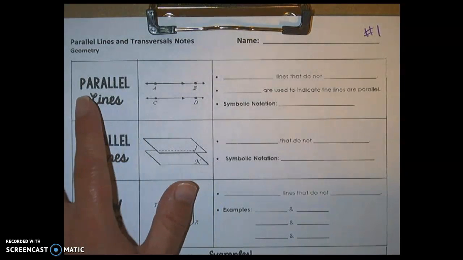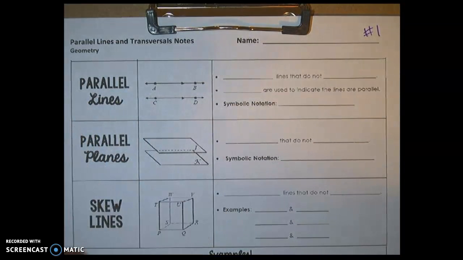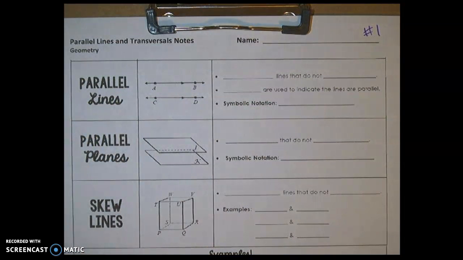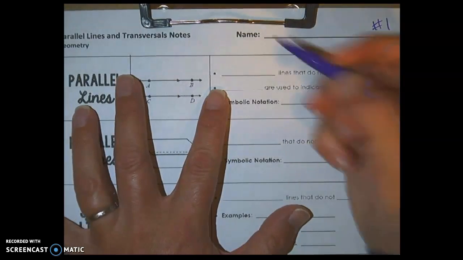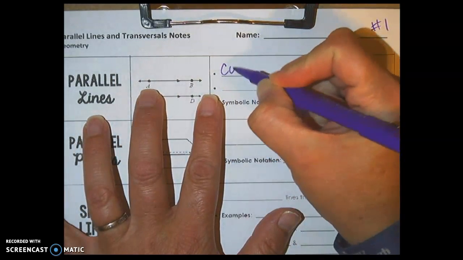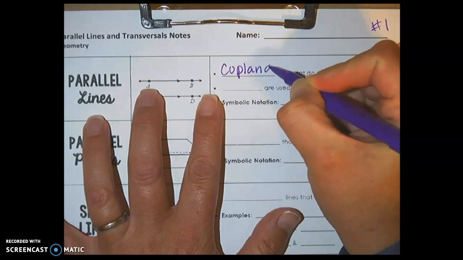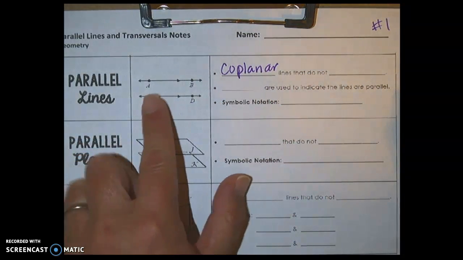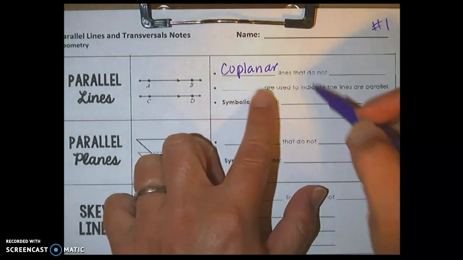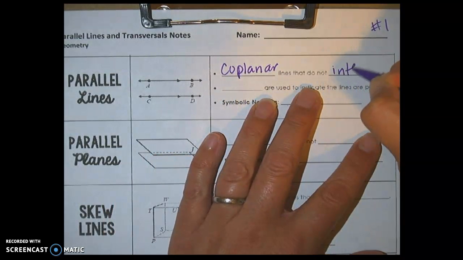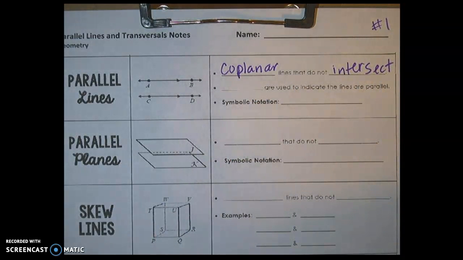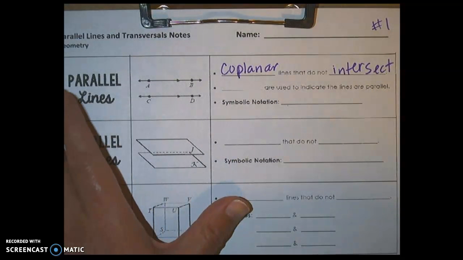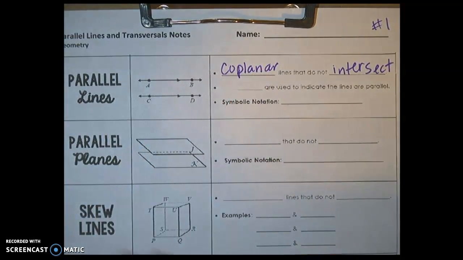For chapter 3, the first thing we're going to talk about is parallel lines, which you should be really familiar with, but we're going to go a little more in depth with the idea of what parallel lines are, not just, oh, they don't touch. We want to say that they are coplanar. We have learned the word coplanar this year, and coplanar basically just means that they're on the same plane. They are coplanar lines that do not intersect. So we're going to add to that idea: parallel lines are lines that do not intersect. They have to be coplanar.